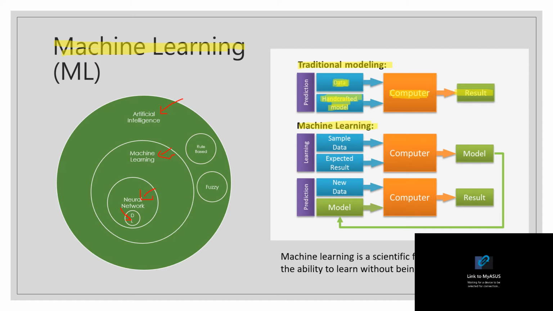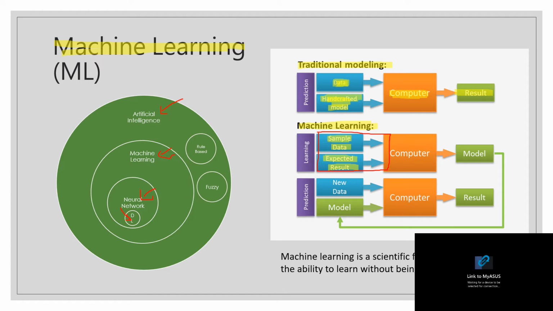So we put in the sample data, and then we also put in the expected result. That means this is the set of data that we have collected. For example, if you are working in computer vision, you want to recognize whether this one is $100 or $10 or $50, etc.